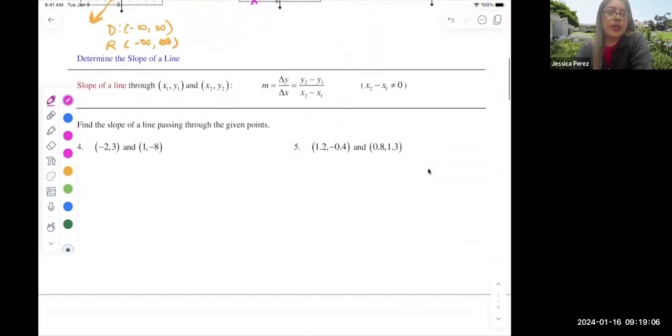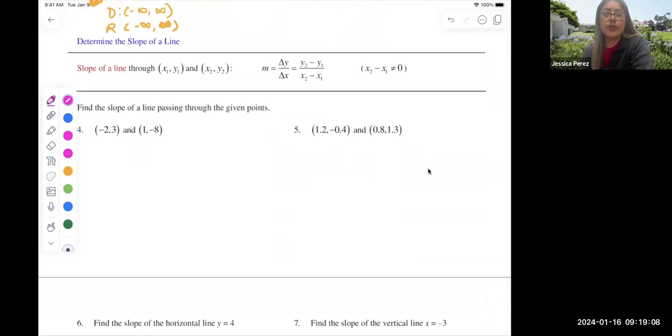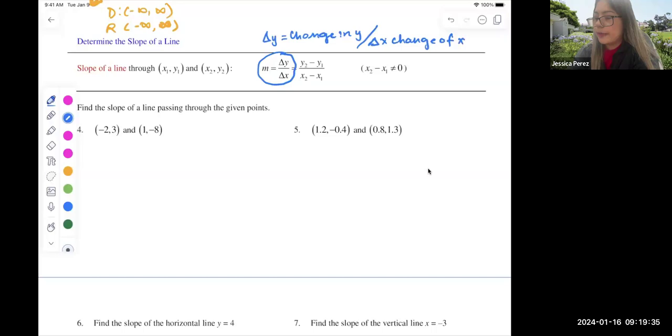So then what we're going to continue with is talking about the slope of a line. Let's go ahead and define what the slope is. Basically, the slope is the average rate of change, the change in y over the change in x, where delta means change, and where my denominator, the subtraction between the two x values, is non-zero. Because if it is 0, then we get something that's undefined, and we don't want that.